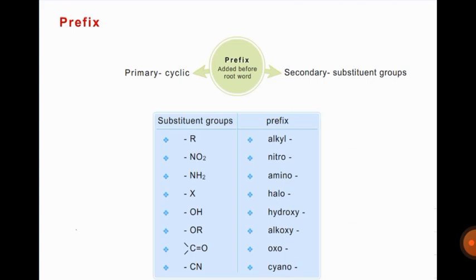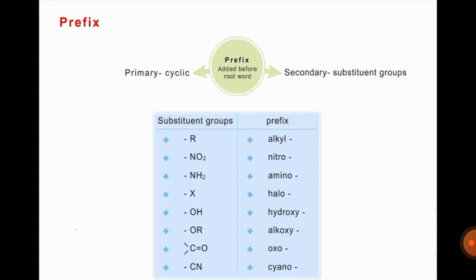These are a few examples. If it is R, that's how in organic chemistry we represent an alkyl group. NO2 is nitro, NH2 amino, X means it could be chlorine, bromine or fluorine. It generally represents halo by X. If it is OH, it is called hydroxy. Do you remember what was there in the previous slide? If it is OH, it is alcohol as a functional group, ol. If it is OR, we call it alkoxy, we call it ether. If it is C=O, we call it oxo. If it is CN, we call it cyano.